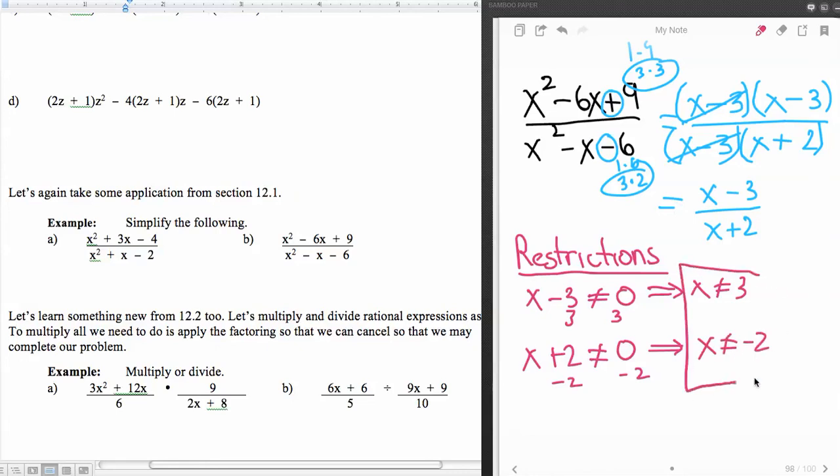Now on our next lecture, we're going to move into section 12.2 to talk about multiplying and dividing rational expressions. So we're going to be applying some of the same concepts we've been applying here, and simplifying. We'll still maybe mention the restrictions, but the simplifying will be coming up for sure.